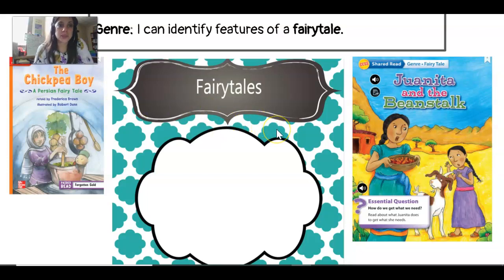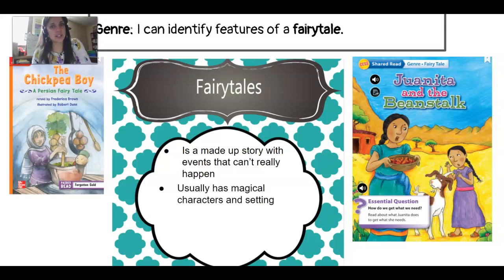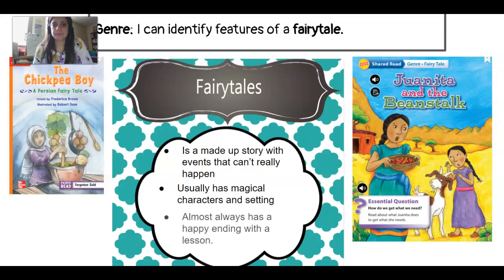Here are the strategies that we can use to identify features of a fairy tale. We can think about how it is a made-up story with events that can't really happen. It usually has magical characters and a magical setting. Okay? And it almost always has a happy ending that teaches us a lesson.